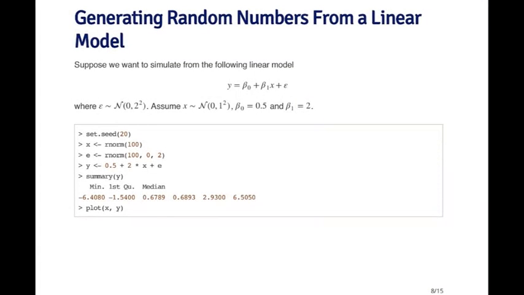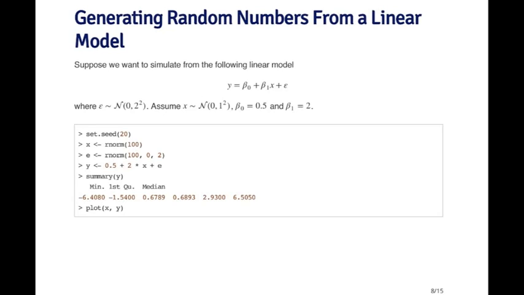Now, we've talked about how to simulate random numbers from simple probability distributions, but the question now is, what if you want to simulate data from a model? So, for example, a linear model. I've got a very simple linear model here. It has a single predictor x, and it's going to have random noise, what I call epsilon, that has a normal distribution with standard deviation 2.